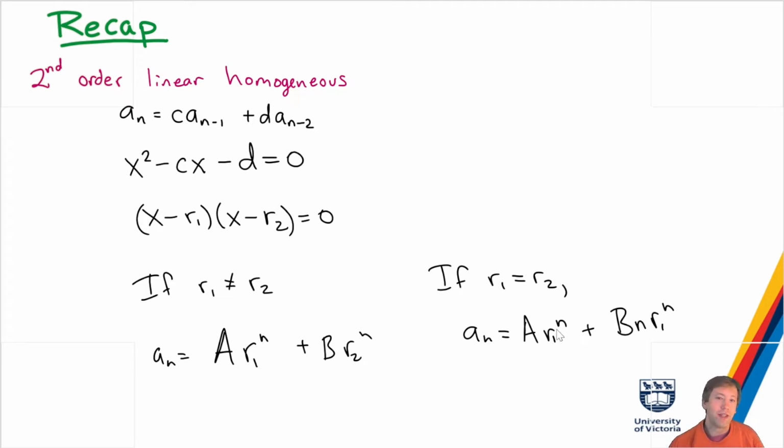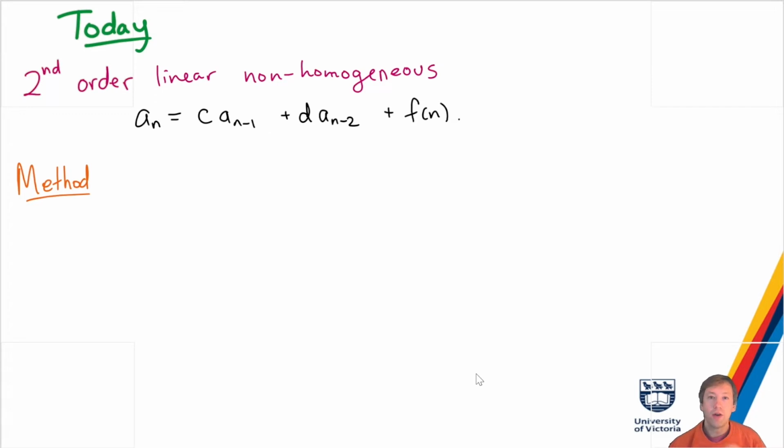Okay, so this is how to find the general solution, and as usual, when you find the general solution, you can find a particular solution by plugging in some initial conditions. Okay, so next, what we're going to do is build on this to the next most complicated thing. So we had first order homogeneous, we then had first order non-homogeneous, we then had second order homogeneous. Now we're going to look at second order non-homogeneous.